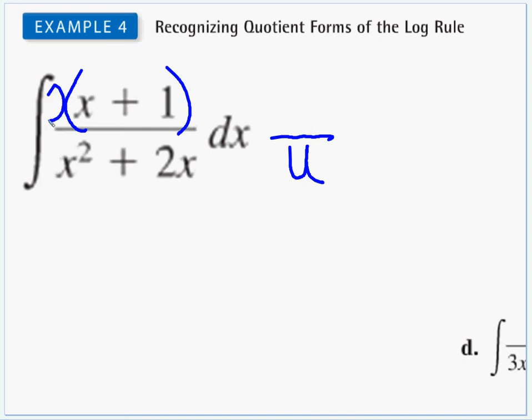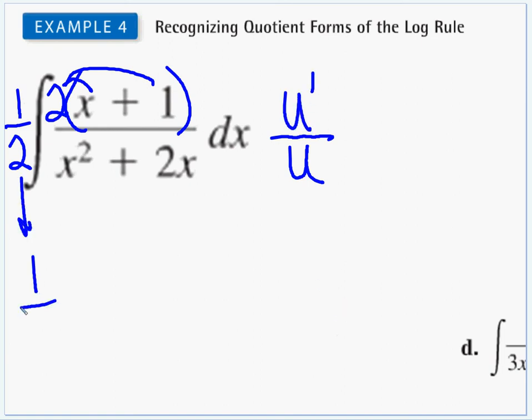So if I put a 2 here, that would distribute and give us the derivative in the numerator that we want. And of course, if we're going to multiply this by a 2, we have to balance by putting a half out front. So now we are in perfect form, u prime over u. So this half is going to come along for the ride.